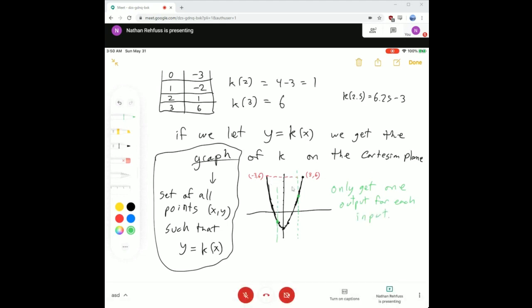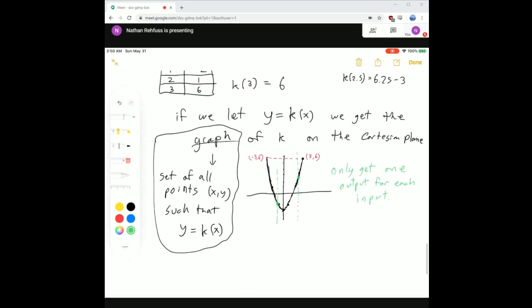Sorry, no, that's wrong. The inputs 3 and -3 have the same output 6, but the input 3 only has one output. The input 2 only has one output. So 2 points here can have the same y value, but they can never have the same x value. And on a graph, what that means is all of the points on this green dotted line have the same x value. So this green dotted line can only touch the graph once. We call that the vertical line test.